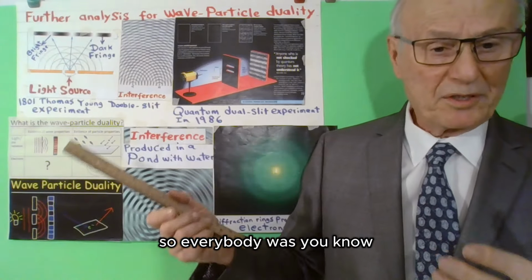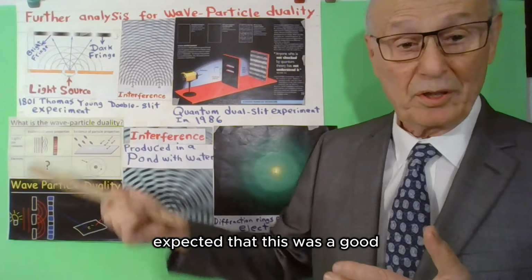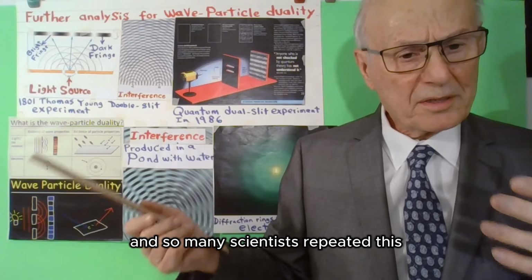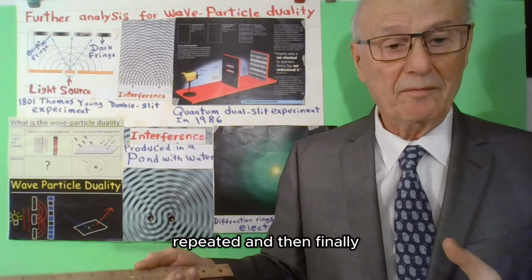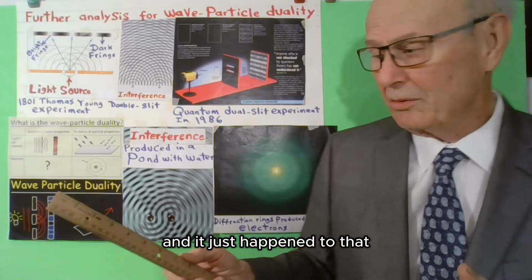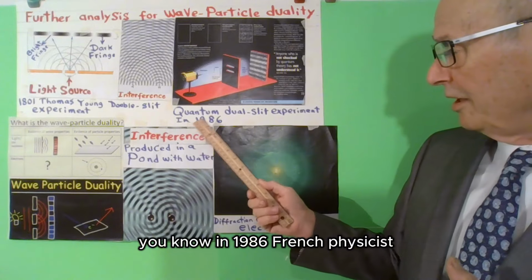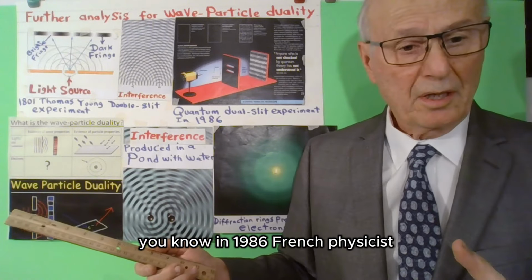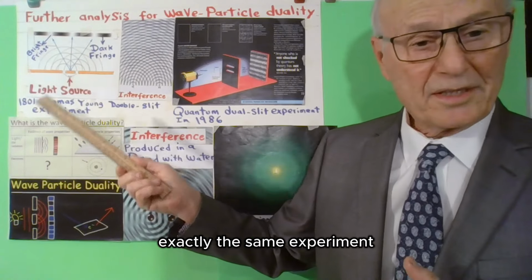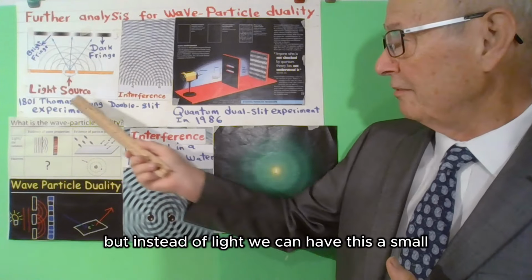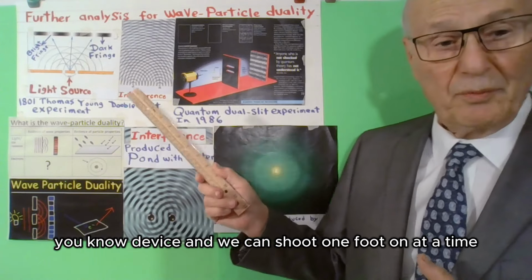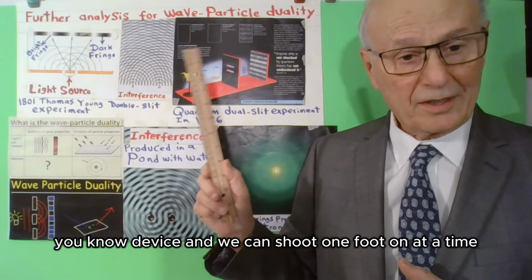Everybody expected that this was a good experiment, and it was in 1801, and so many scientists repeated it, and finally they came up with the same interference. And it just happened that in 1986, French physicists were thinking, what will happen if we do exactly the same experiment, but instead of light, we use this small device, and we can shoot one photon at a time.